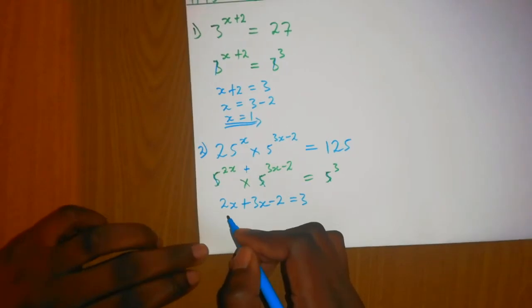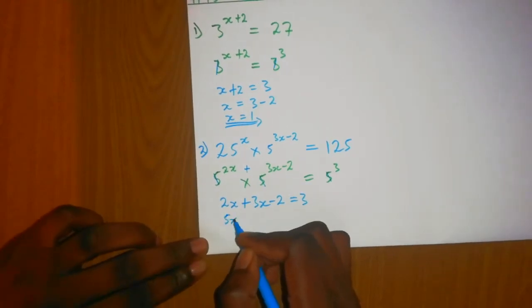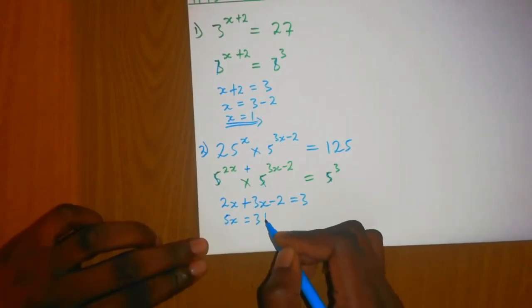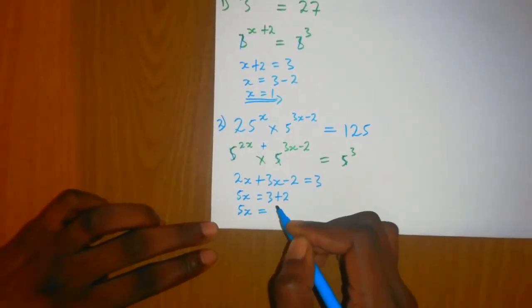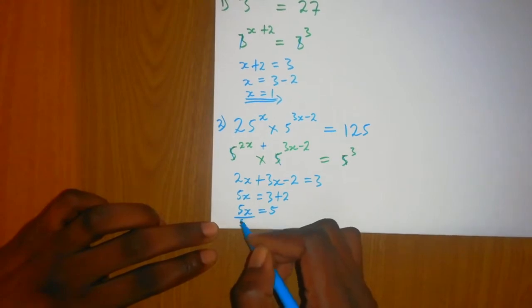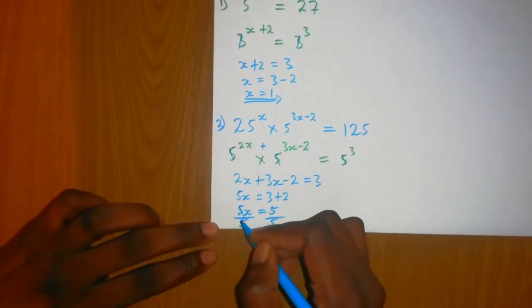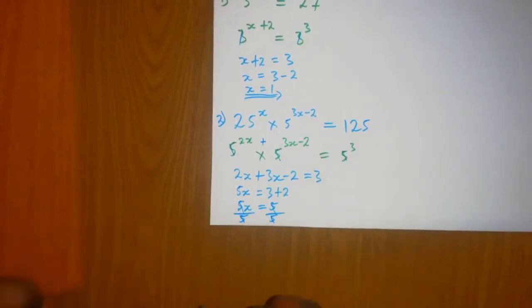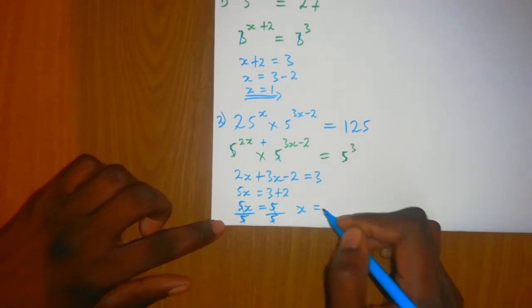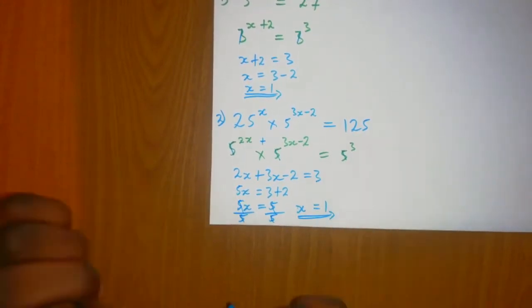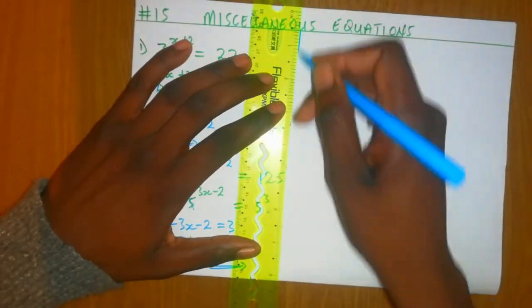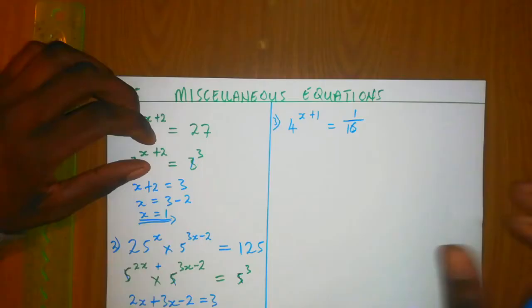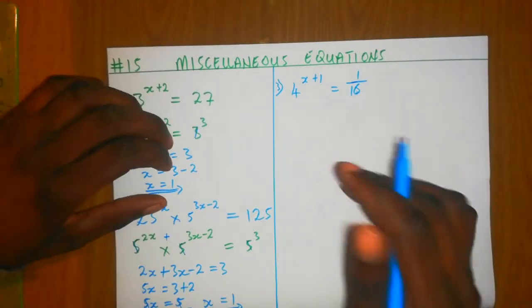I'll then collect my like terms. In this case, 5x is equal to 3 plus 2. 5x is equal to 5. I'll then divide by 5 both sides. So your final answer is x is equal to 1. That is your final answer. Let's move on to the other example that I have here. So as we continue, here is the other example.